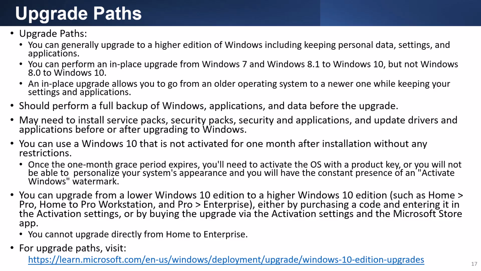You can use a Windows 10 that is not activated for 1 month after installation without any restrictions. Once the 1-month grace period expires, you'll need to activate the OS with the product key, or you will not be able to personalize your system appearance, and you will have the constant presence of an Activate Windows watermark. You can upgrade from a lower Windows 10 edition to a higher one, such as Home to Pro, Pro to Workstation, and Pro to Enterprise, either by purchasing a code and entering it into the activation settings, or by buying the upgrade via the activation settings in the Microsoft Store app. You cannot upgrade directly from Home to Enterprise.